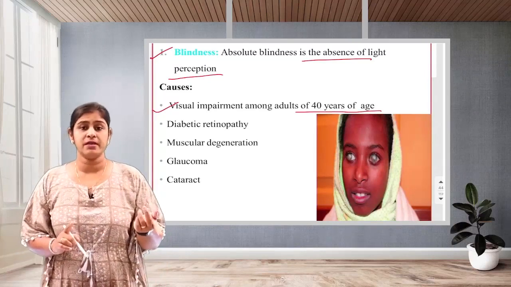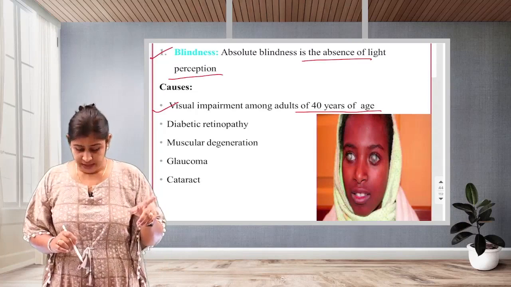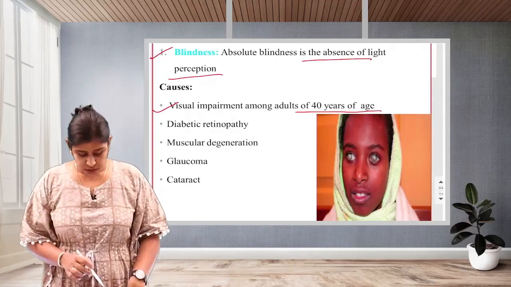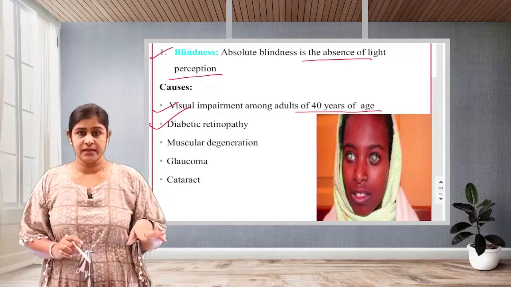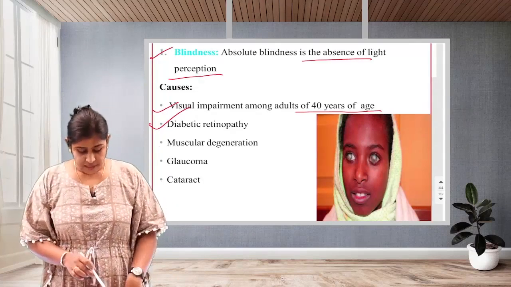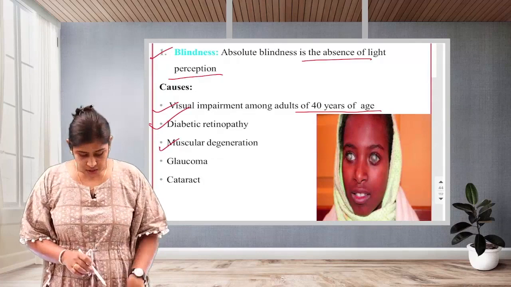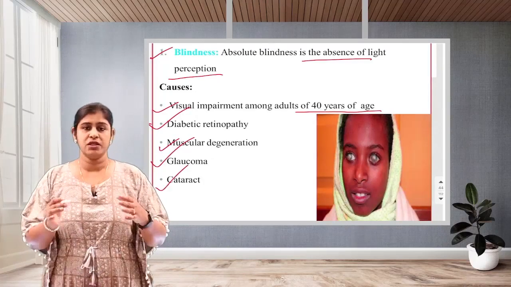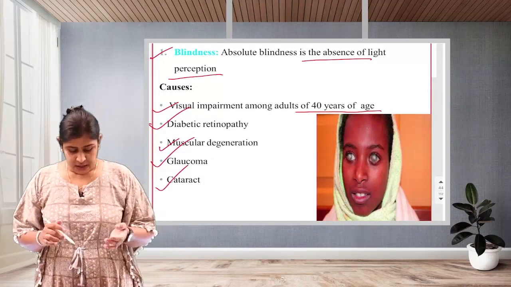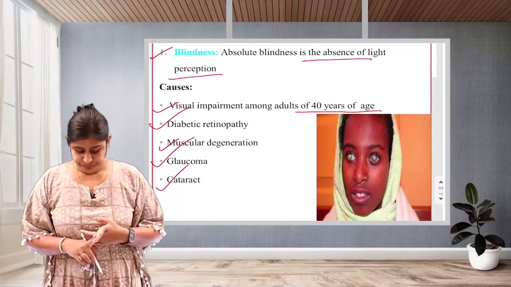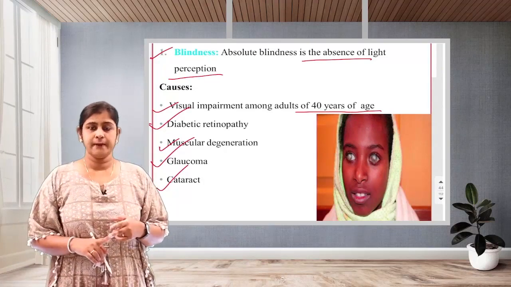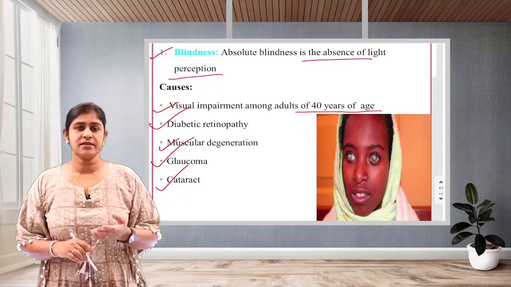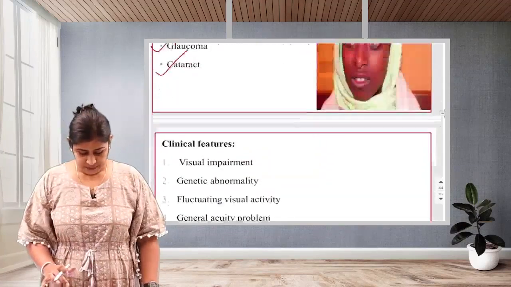First is visual impairment in adults, we can say of 40 years of age. Diabetic retinopathy, any person who is diabetic. Macular degeneration will be there. Glaucoma and cataract. So these all are the causes of blindness: visual impairment among adults 40 years of age, diabetic retinopathy, macular degeneration, then glaucoma and cataract.